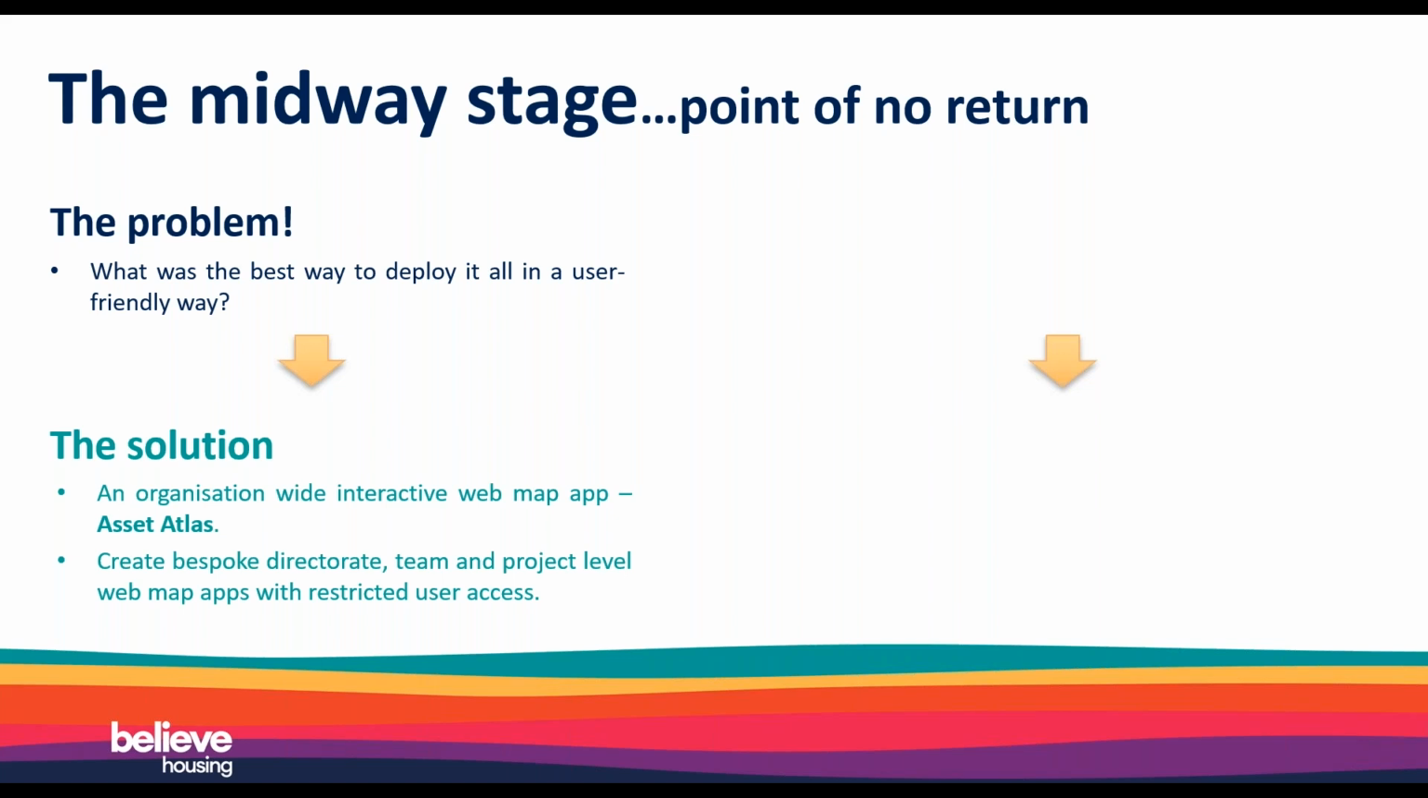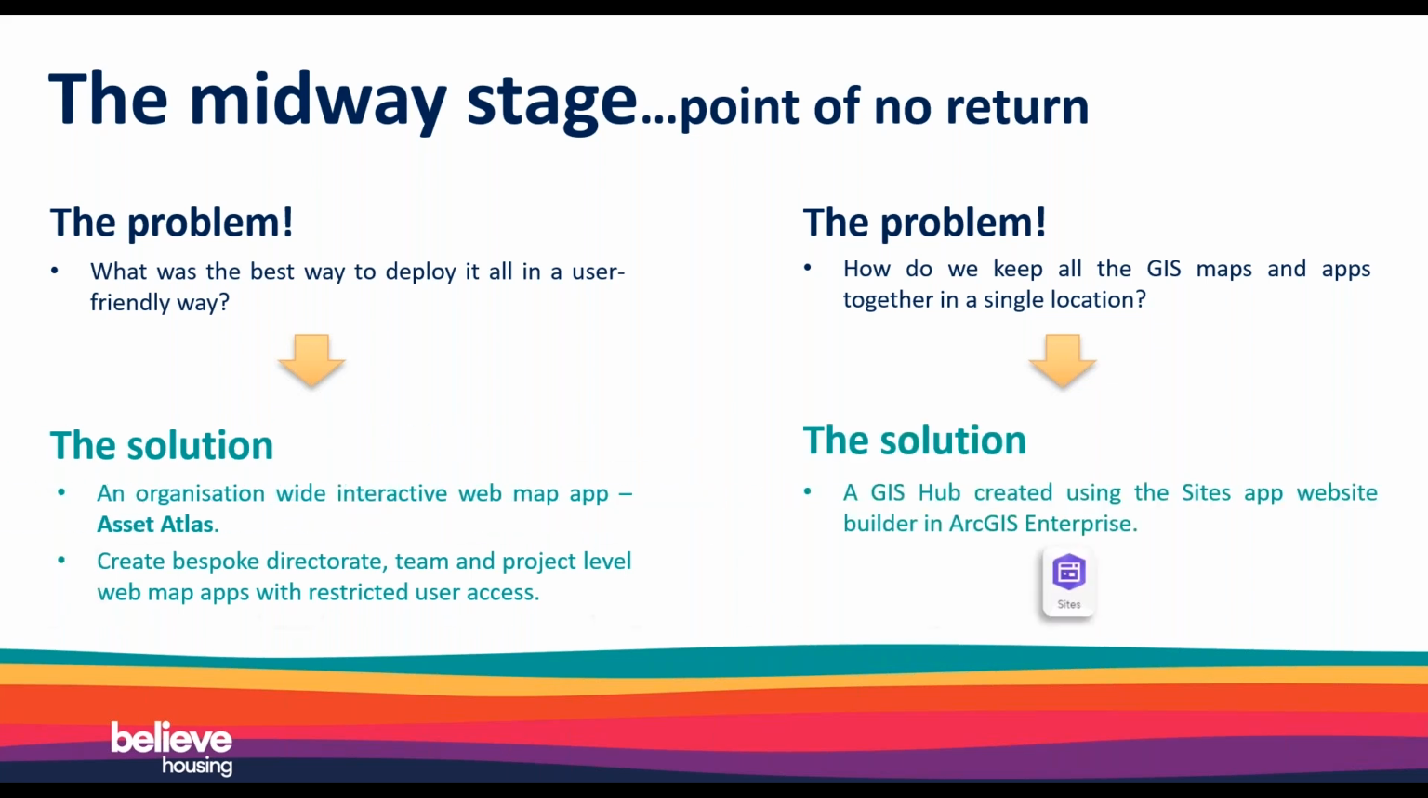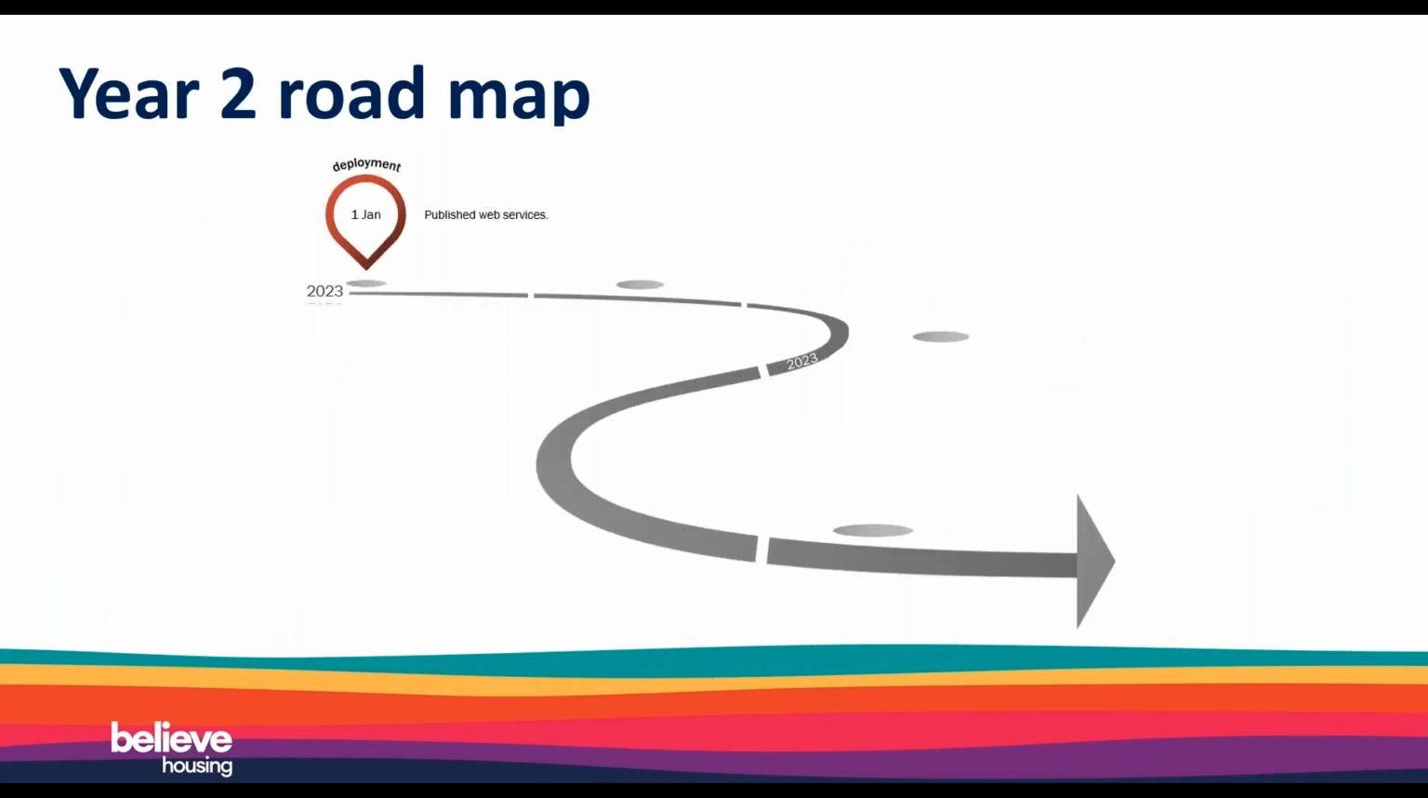And we also wanted to create bespoke directorate, team and project level web maps as well, which would have restricted user access. But this in turn created a new set of problems. How do we keep all of the GIS maps and apps together in a single location? Well, the solution was to create a GIS hub using the Sites app website builder, which is available in ArcGIS Enterprise.